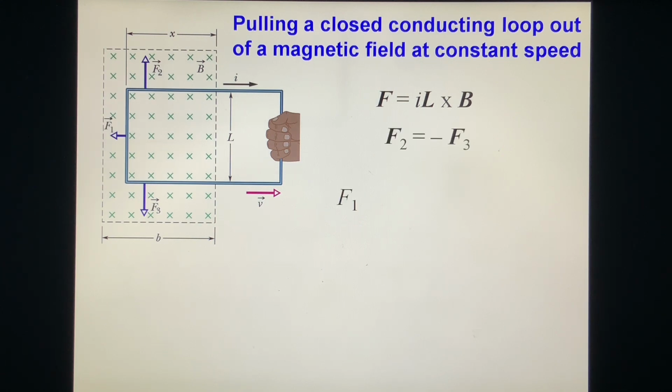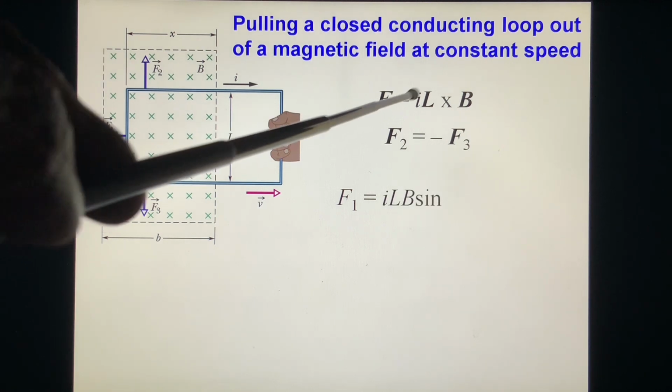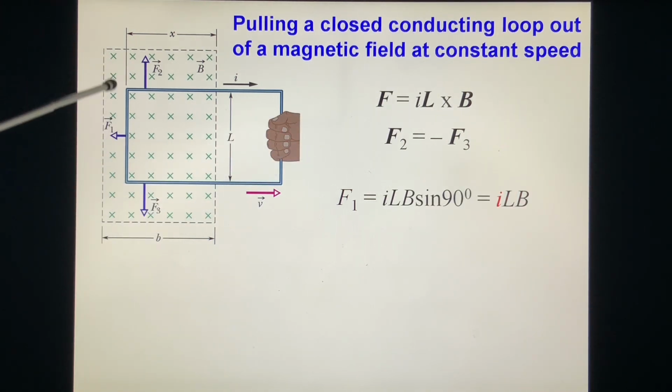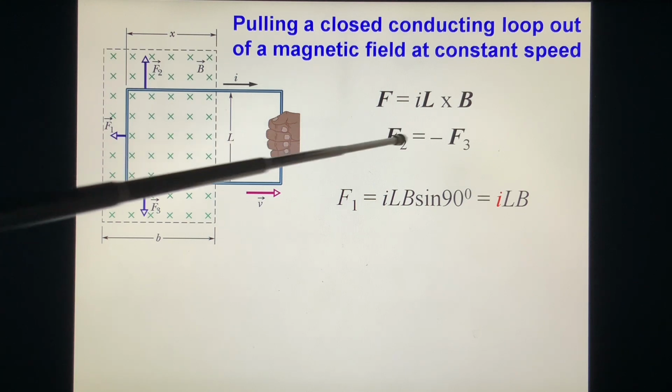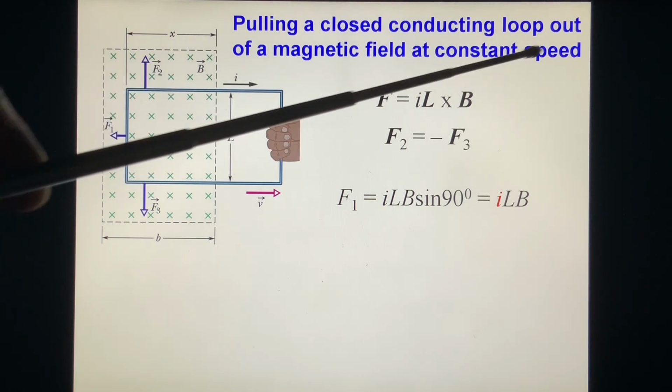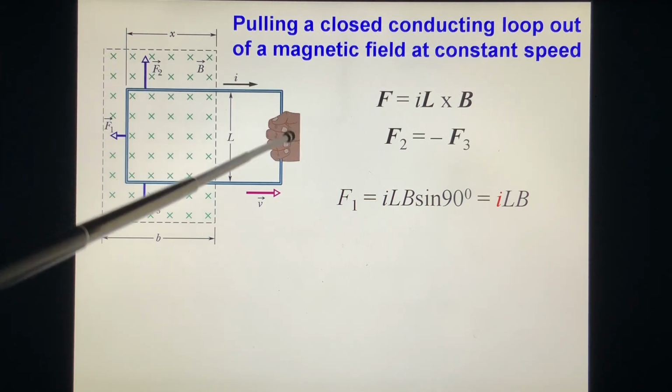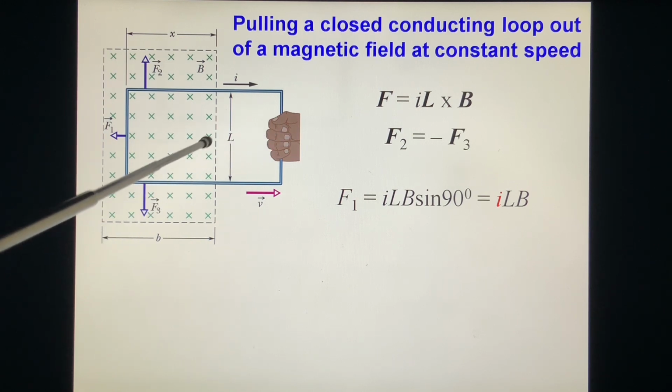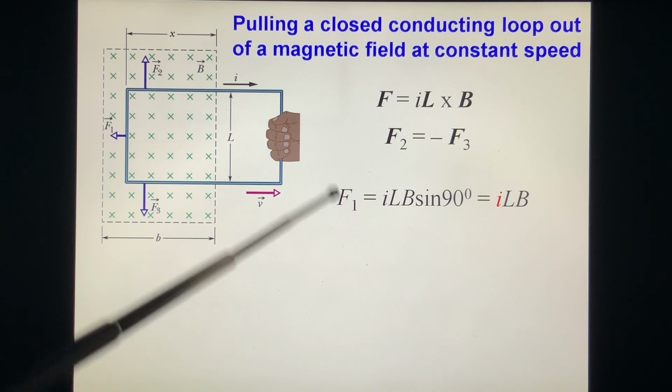F1 equals I A cross B. I is here, B is inside, so F1 is to the left. In order to keep the loop moving to the right at constant speed, we have to pull with a force opposite in direction to F1 and of the same magnitude. This is the force we have to apply.